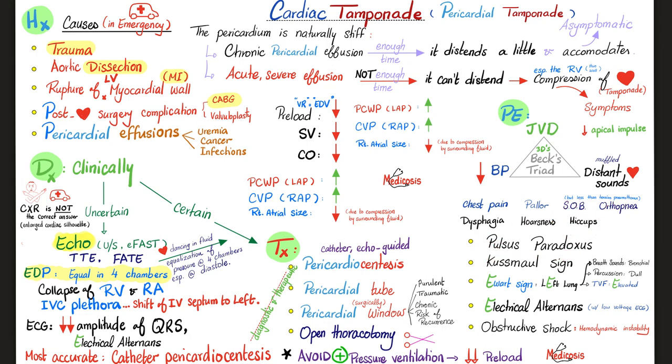During inspiration, I can get pulsus paradoxus. Kussmaul sign is rare in cardiac tamponade. Ewart sign happens in the left lung, L-E-F-T. Tactile vocal fremitus is elevated on the left lung.